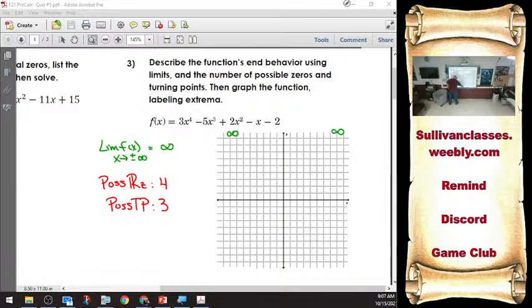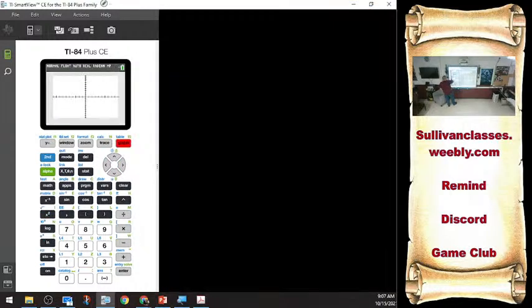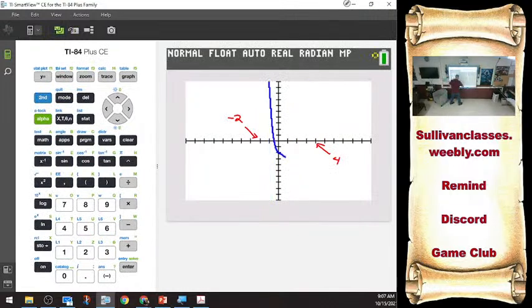So we're going to dump it in our calculator and start pressing buttons. Y equals: 3x to the 4th minus 5x to the 3rd plus 2x squared minus x minus 2. Graph it. Okay. Remember the days of Frank and his ex back here?